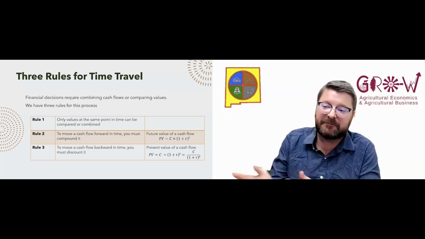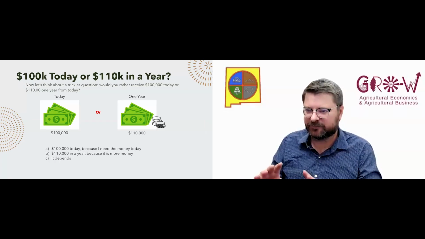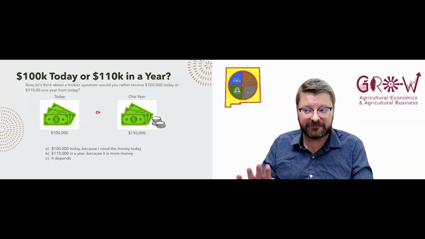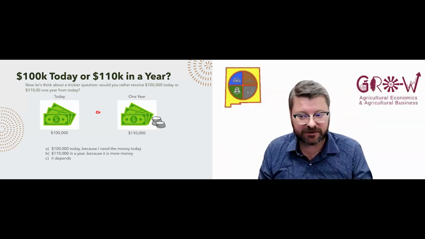Now to move a cash flow backwards in time, we have to discount it. And this is essentially very similar to the previous equation, right? The present value is equal to the amount it's going to be worth in the future, C, divided by 1 plus R raised to the T. Looks exactly the same, right? Instead of multiplying now, we're just dividing. So before we move on to our next little question here, are there any questions so far?